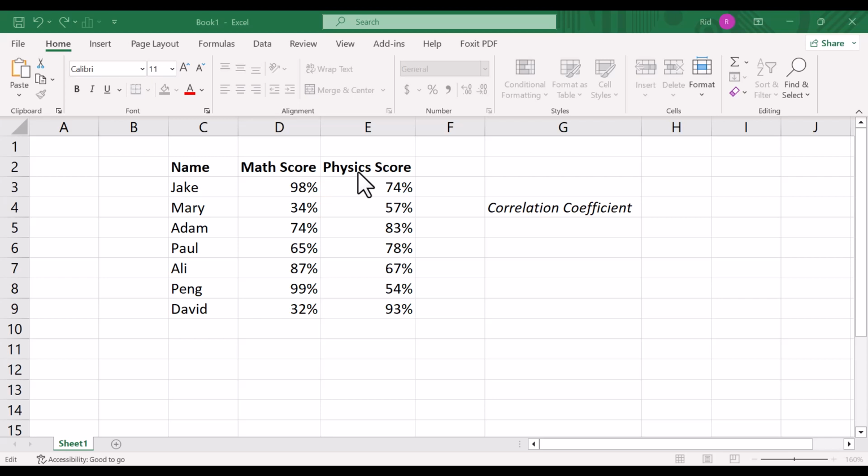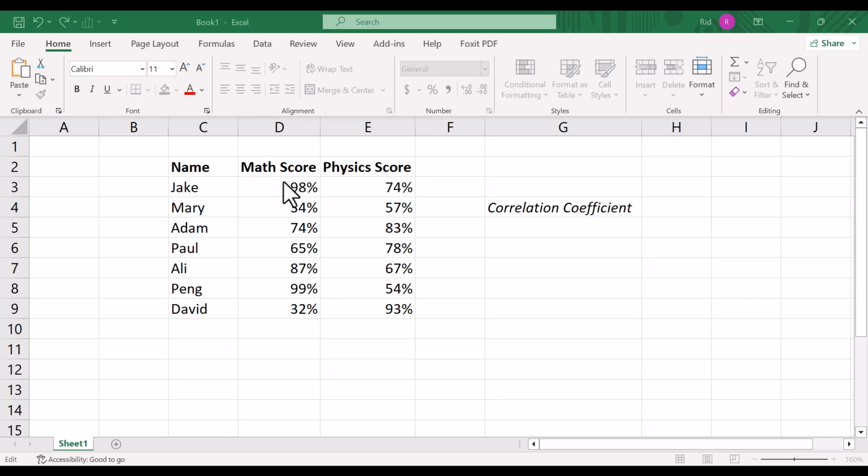The range of the correlation coefficient is between -1 and 1. Any correlation coefficient above 0 up to 1 means that it's a positive correlation. With a positive correlation, as a student has a high math score, the student is likely to have a higher physics score.